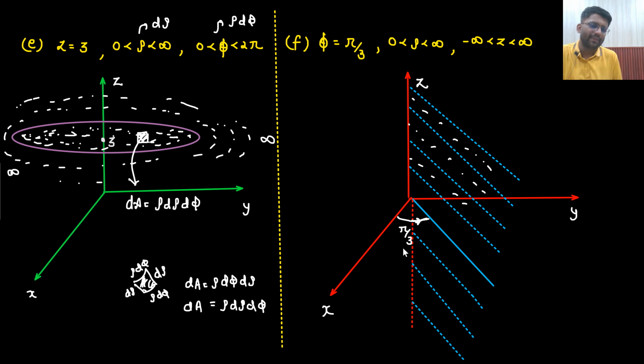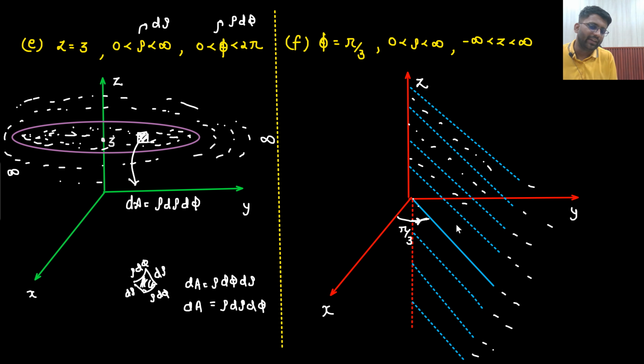So at the pi by 3 angle, let's say there is the xyz plane. At pi by 3 angle, you will get a plate like this, right? In the radial distance, at angle pi by 3, rho goes from rho equals 0, rho equals 1, rho equals 2, rho equals 3, till infinity. This plate will be there till infinity.